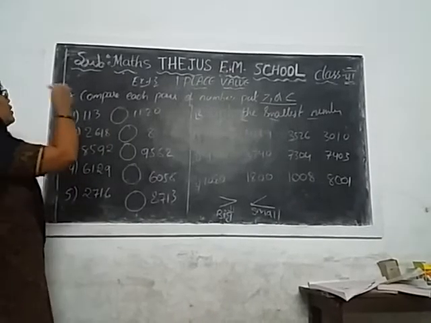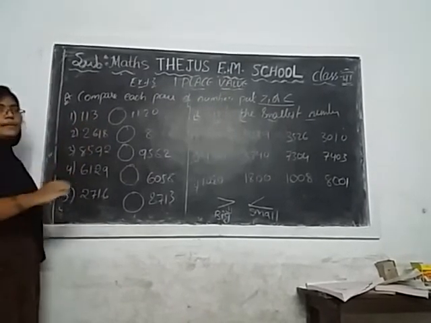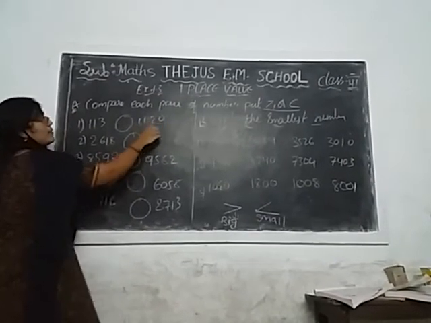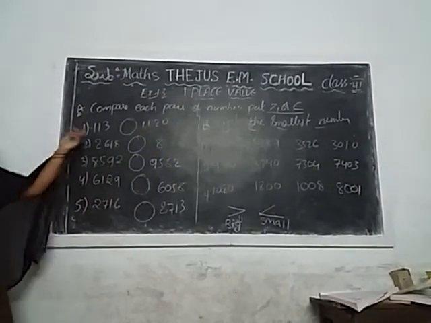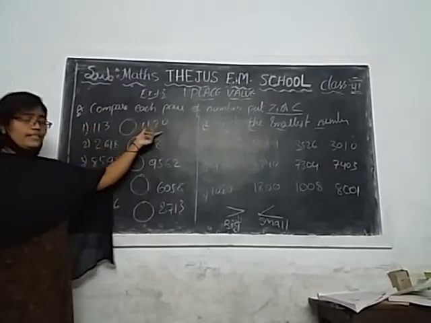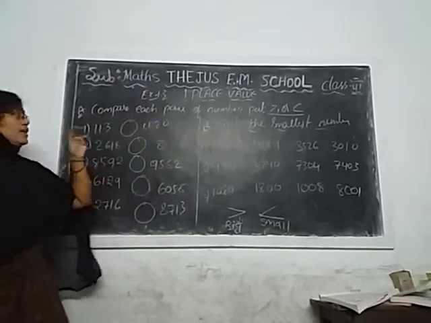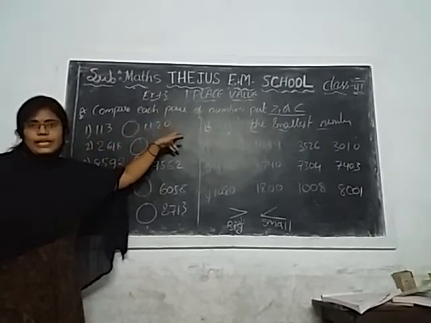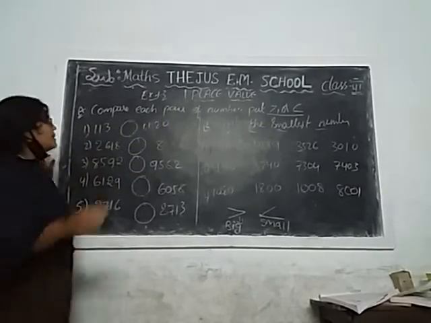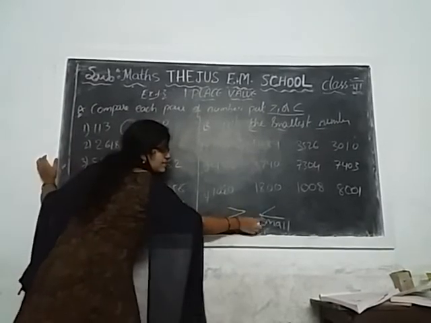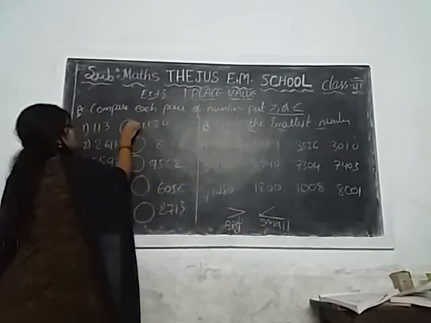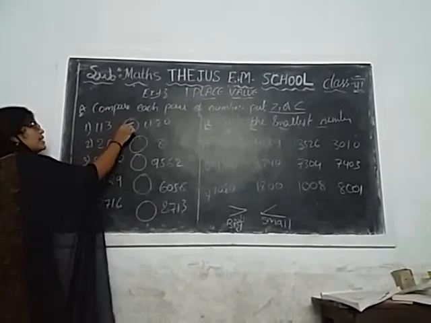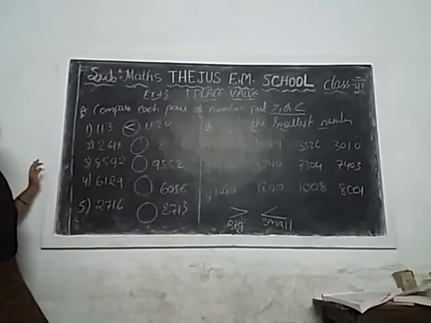Okay, first one, see. 113. This is 1120. So 113 is smaller than 1120, right? So less than means small. Small means this symbol, less than. And what I told you, the point is always in the direction of the small number.